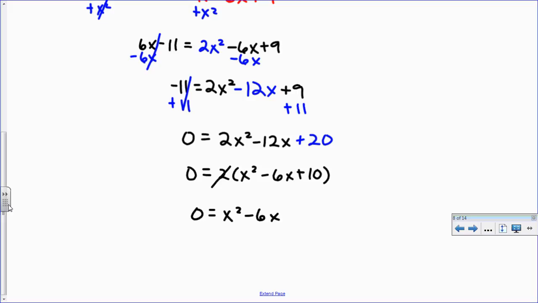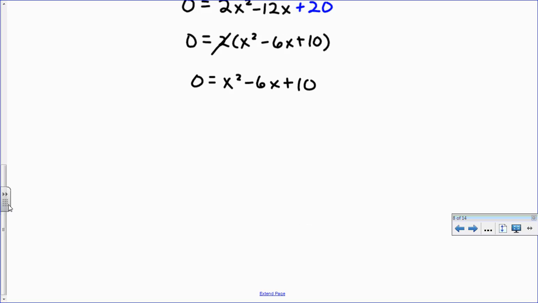Okay, so now let's think. What multiplies to give me 10 and adds to give me negative 6? Nothing, right? I only have 2 and 5 and 1 and 10 to use. So if it doesn't factor, I do what? Quadratic formula. So x equals opposite of b plus or minus the square root of b squared minus 4ac, all over 2a.